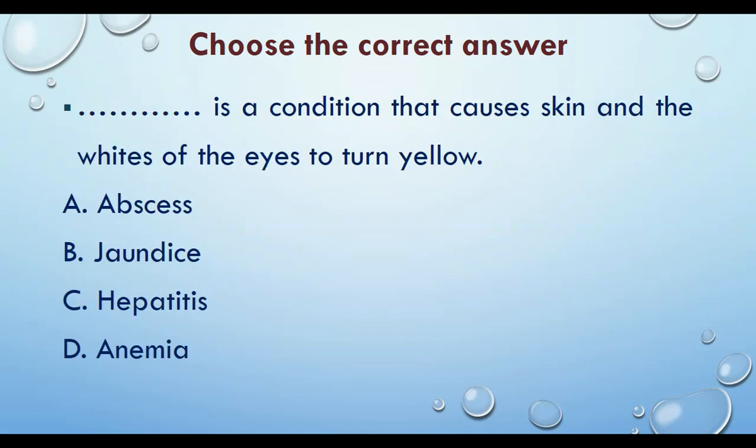Jaundice is a condition that causes skin and the whites of the eyes to turn yellow.